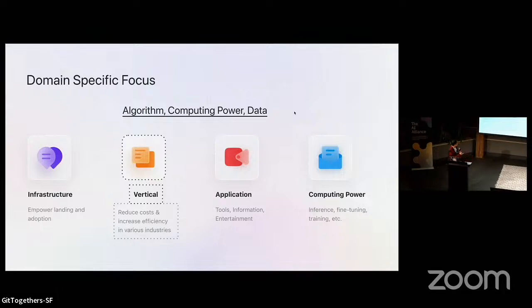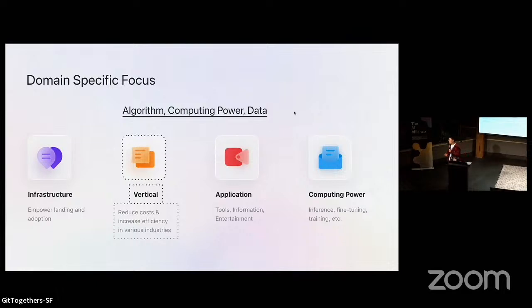Alongside algorithms, computing power, and data, so many use cases have landed pretty well infrastructure-wise. That's where people can have empowered landing and adoption. Vertical-wise, people are using this in various domains such as healthcare, banking, insurance, education, and so on, to reduce cost and increase the efficiency of productivity. Also applications, right? There are tools and information sharing, entertainment-related stuff. And of course the computing power, where people leverage a bunch of the company's resources for inference, fine-tuning, and training. But today we're going to focus on the verticals, which are the domains.